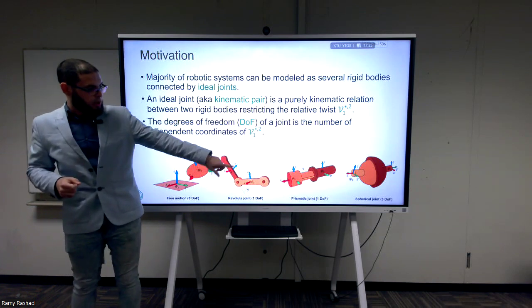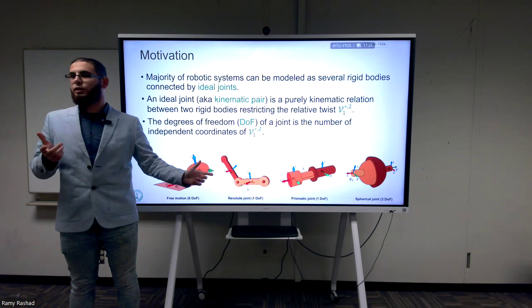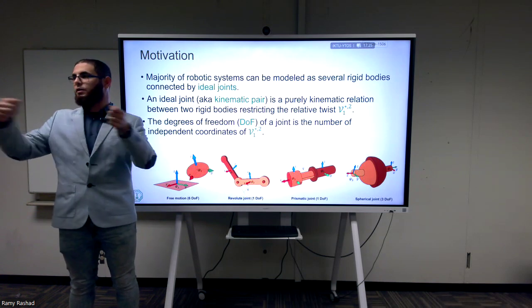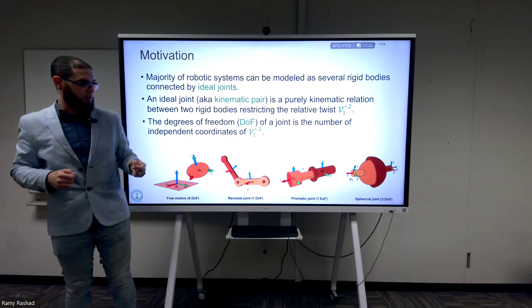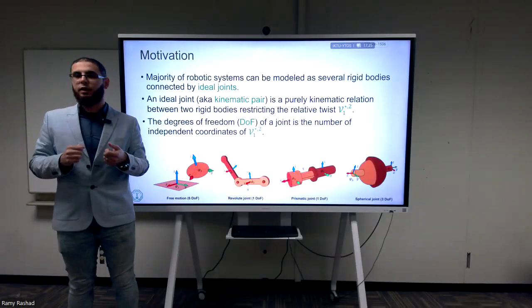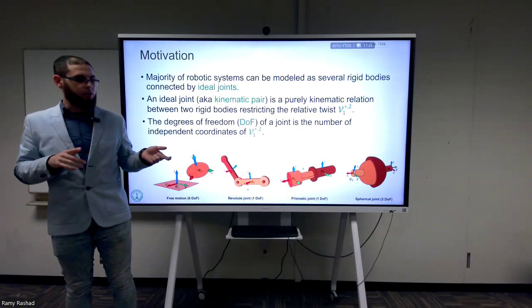The other example is a prismatic joint. The prismatic joint is similar to the revolute joint, but instead of something that's rotating, something is translating. So two rigid bodies relatively moving in one axis compared to each other, translating.